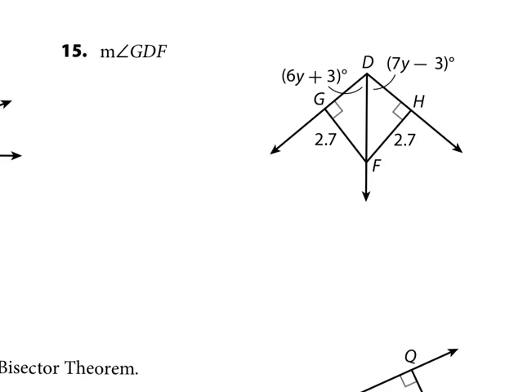In this problem, we actually need to find the measurement of angle GDF, which is this angle here. We have a measure for it right now, but it's in terms of y, and we need to find out what y is first before we can figure out what that angle will be. Now, I do know that 2.7 and 2.7 here are equal. That means GF is equal to HF. Now, that tells me that DF is actually the angle bisector.